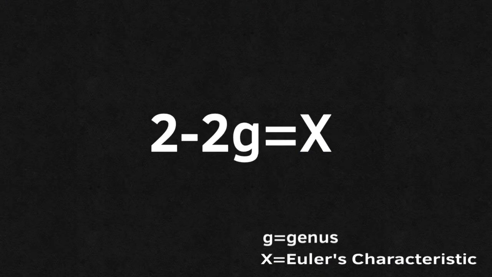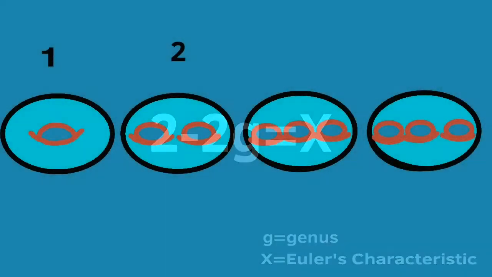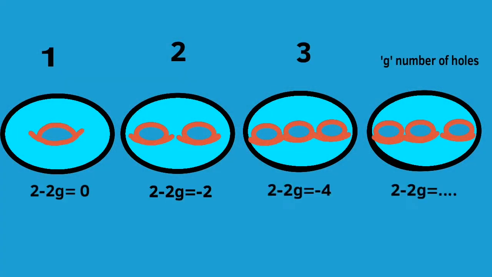2 minus 2g is a formula that can be used to determine the chi for any torus, where g is the genus or the number of holes. August Möbius extended Euler's formula to come up with a shape that is non-orientable. Yes, it is the Möbius band.